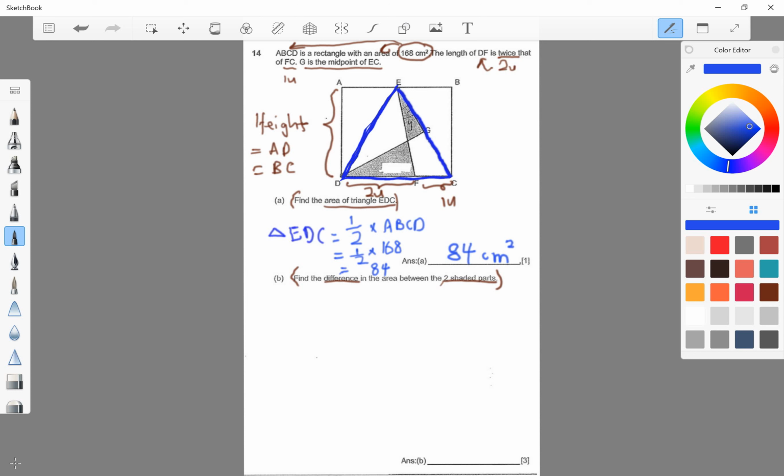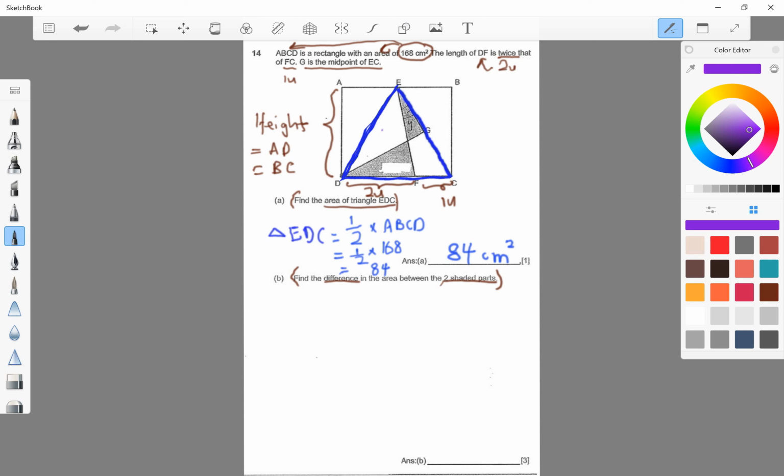We need to find the difference in the area between the two shaded parts. So they have labeled the diagram A, B, C, D, E, F, G. I can actually extend it 3 more letters by 3 more letters. Okay, I'll include H.